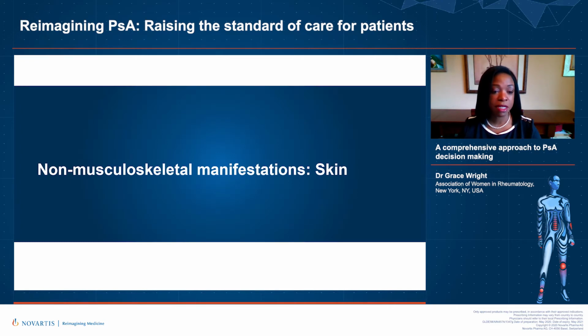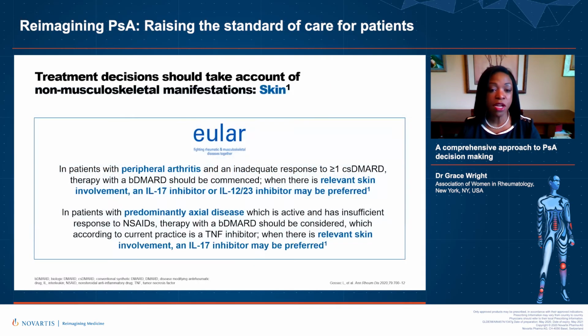So what about the non-musculoskeletal manifestations? Let's start with skin. We know that skin is one of the domains of this disease, and our guidance per the EULAR recommendations is that in patients with peripheral arthritis and an inadequate response to at least one conventional synthetic DMARD, therapy with a bio-DMARD should be commenced, and when there's relevant skin involvement, an IL-17 inhibitor or an IL-12/23 inhibitor may in fact be preferred.